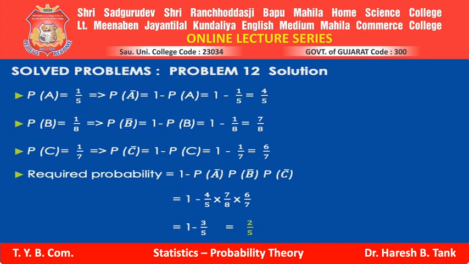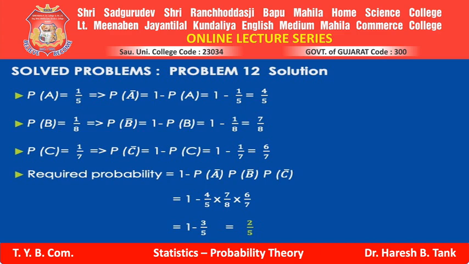So if probability of A is known to us, probability of A complement becomes 4 upon 5. Probability of B is known to us, which is 1 upon 8. That means probability of B complement becomes 1 minus probability of B, which comes to 7 upon 8. Probability of C is 1 upon 7. So probability of C complement becomes 1 minus probability of C, which is 1 minus 1 upon 7, comes to 6 by 7.